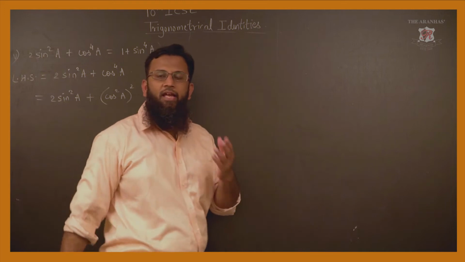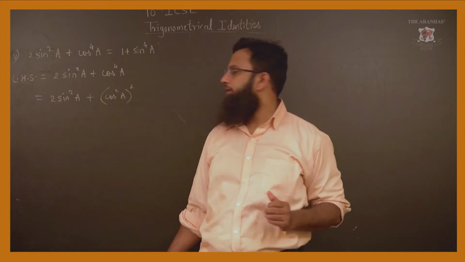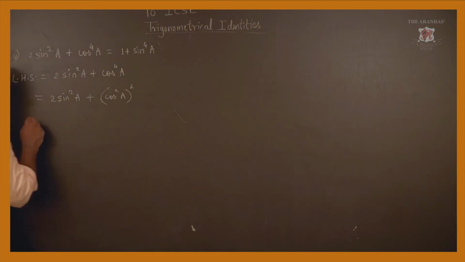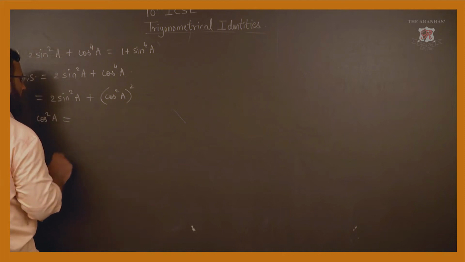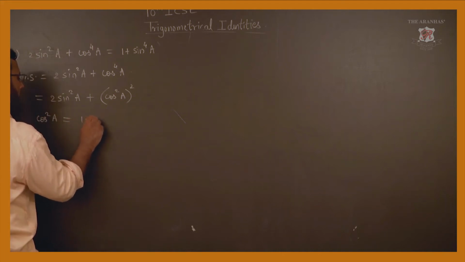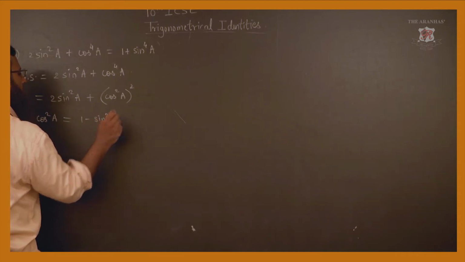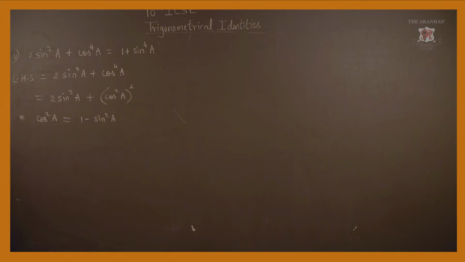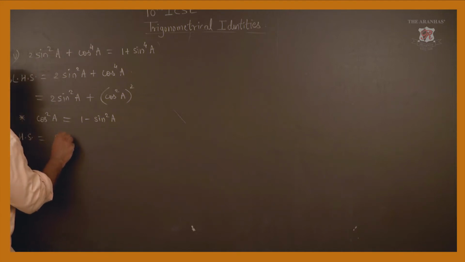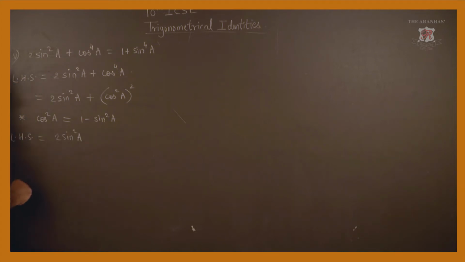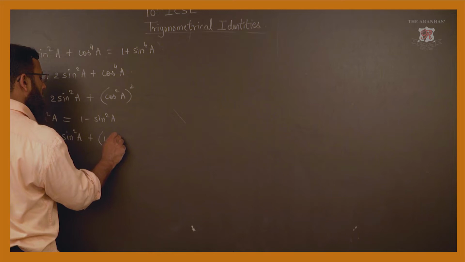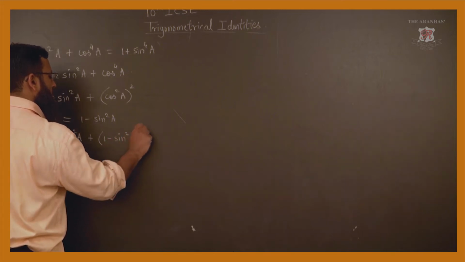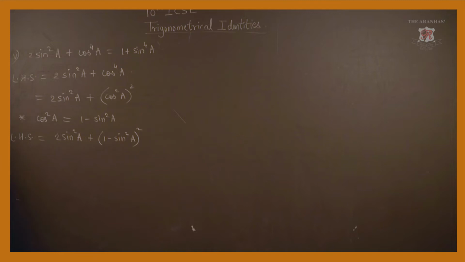In indices we have seen a raised to m raised to n is a raised to m into n. So, like that I have done, and instead of cos square a, what I can do over here is cos square a, I can write it as 1 minus sin square a. Okay. Let us proceed further and see what happens. So, LHS will be 2 times sin square a plus 1 minus sin square a the whole square.